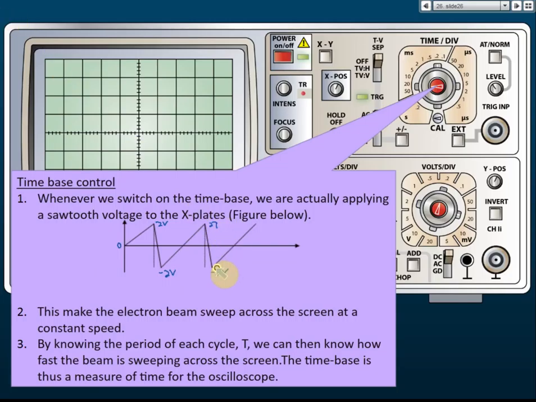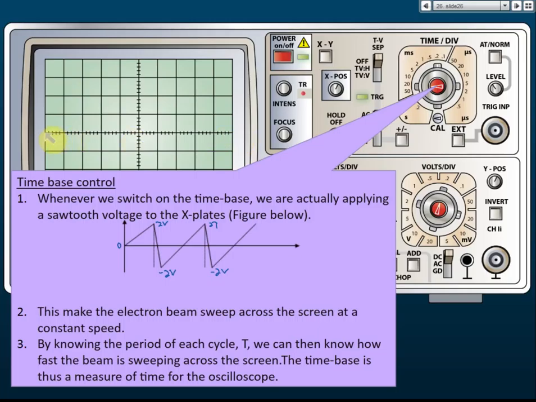The reason we do this is to move the bright spot from left to right. If the voltage increases slowly, the bright spot moves slowly. Let's say it starts from zero, the center. The bright spot moves from the center to the right. Then at this point, suddenly the voltage drops to negative 2 volts. So the bright spot jumps back in a very short time. You can't see it.